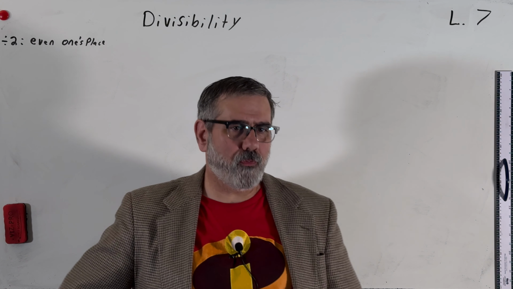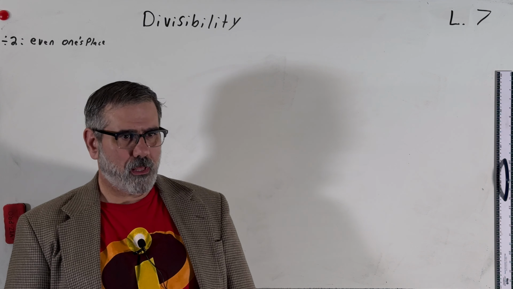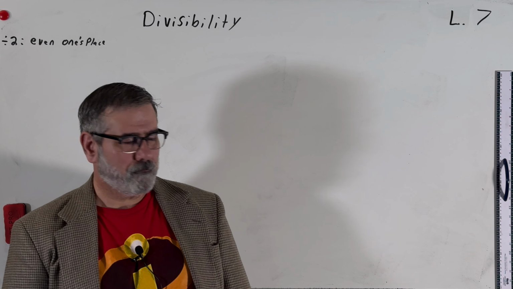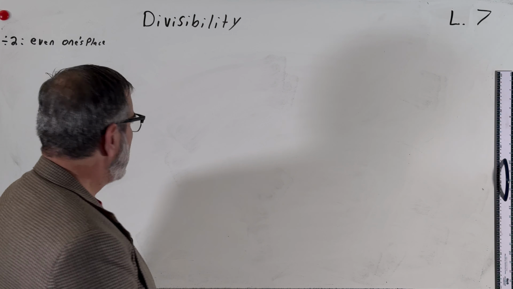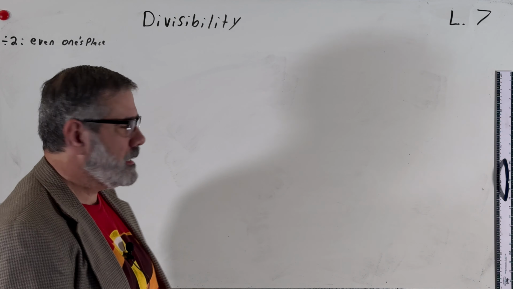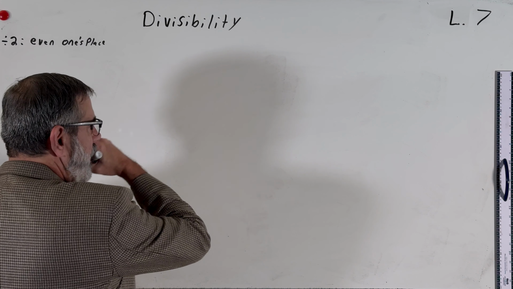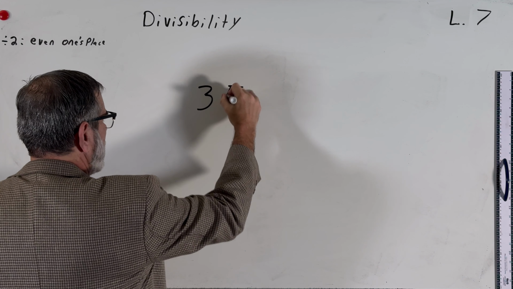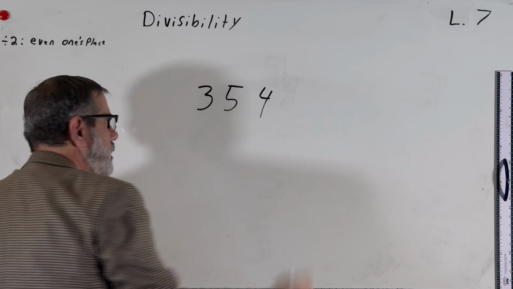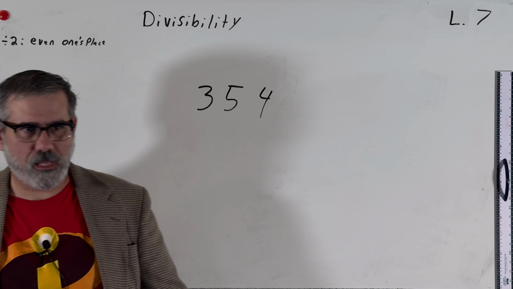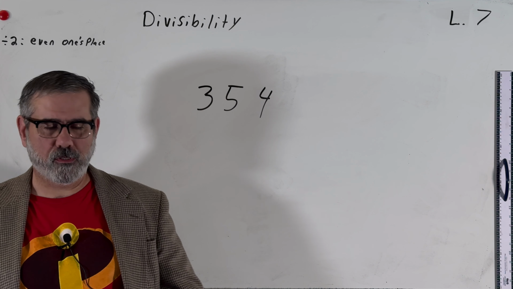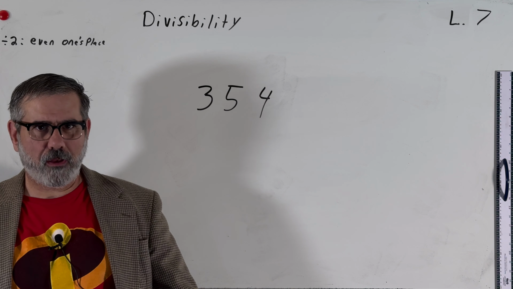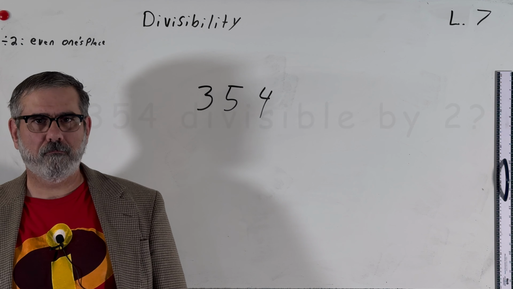Now, the technical reason for that has to do with modular arithmetic, and I'm not going to go into that in this lecture. So let me give you one to try, all right? And we can try it at home. I want to know, is 354 divisible by 2? Is that evenly divisible by 2? So give that a try at home. Think about it for a second. Pause the video. Come back when you think you've got it.